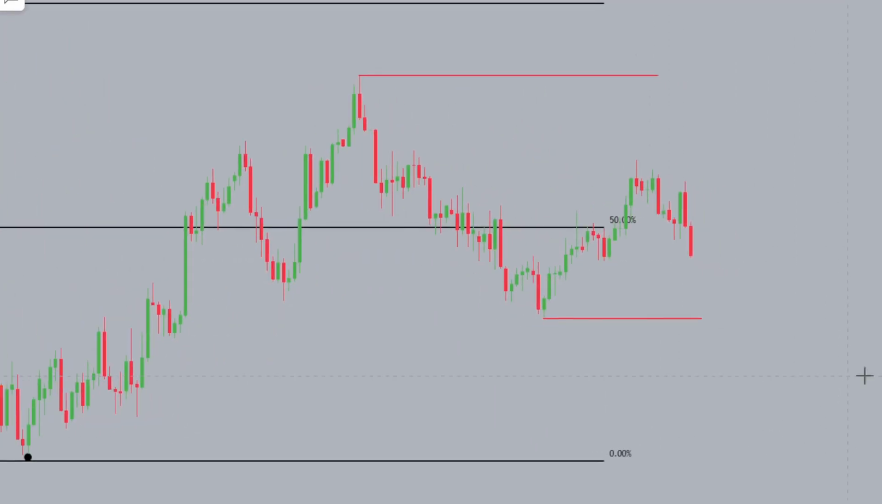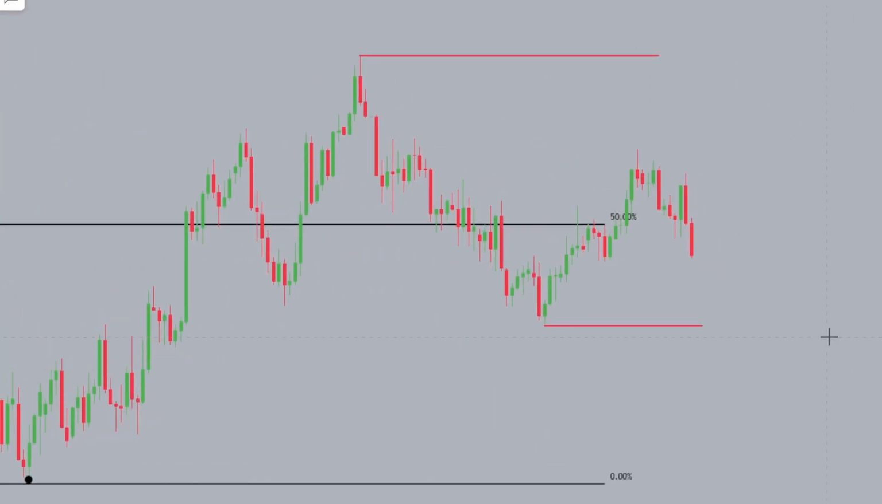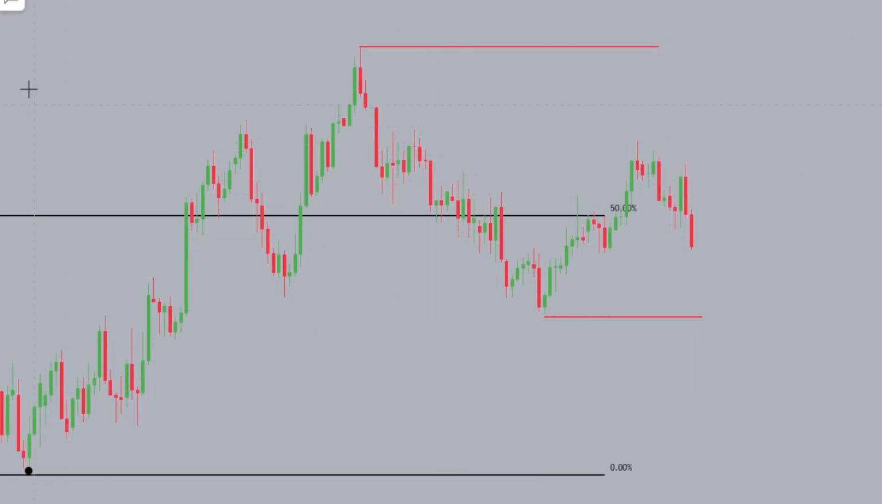So from here, what's the overall outlook on euro dollar? Where do I think price is likely to head to next? Well, good question. That's why everyone's here. So let's bring to people's attention, right?